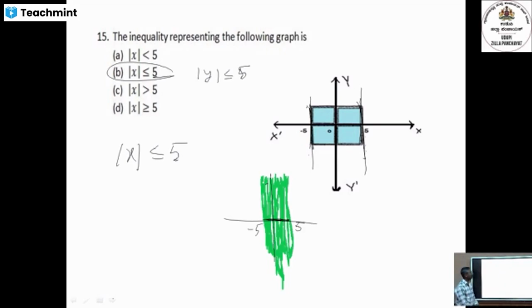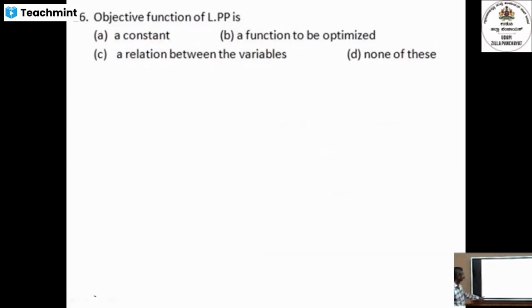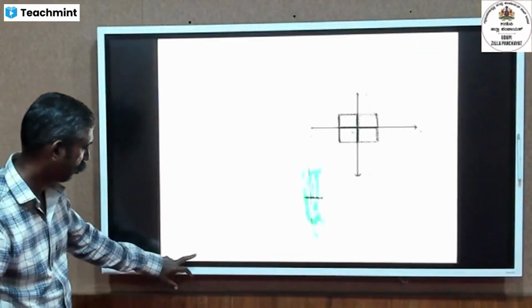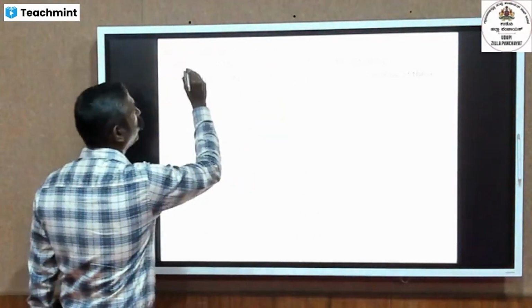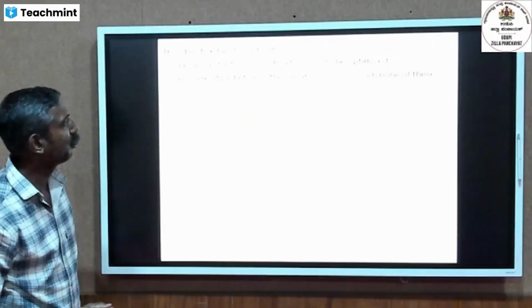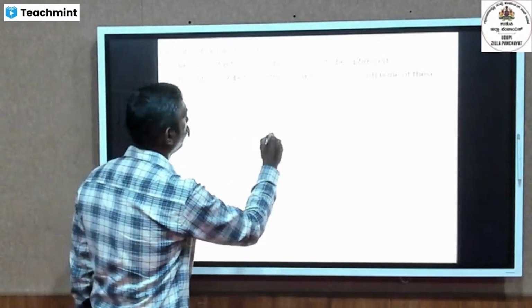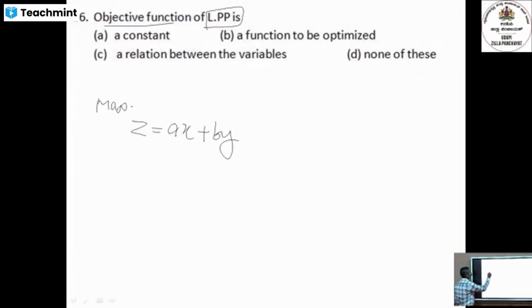Objective function of LPP is. We all know what the objective function is. In a linear programming problem, what is the objective function? The objective function is the function you have to maximize. So z is equal to ax plus by, and when you write it, you write max or min behind it, correct? Maximum or minimize. So you have a function which has to be optimized. So the option is a direct one.